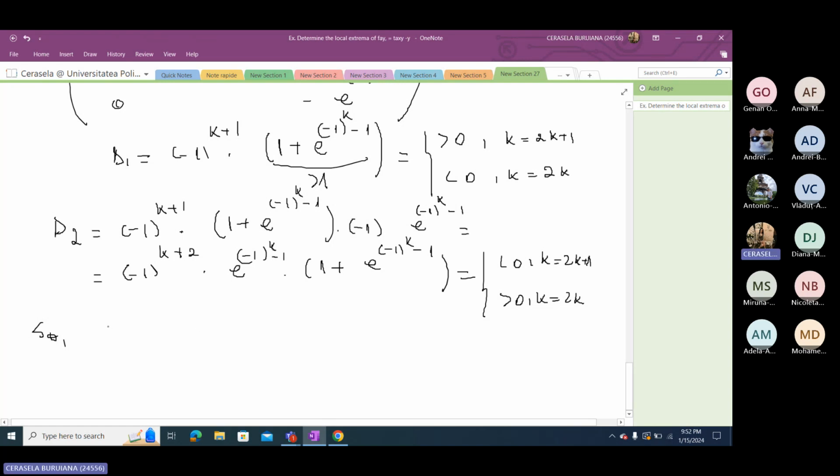So what can we conclude? When k is for instance even, we get that, so let's look very well. What happens? Delta 1 is negative, delta 2 is positive. So in this situation, what kind of point will m_k be? Maximum point. Yeah, so m_k is a local maximum point.